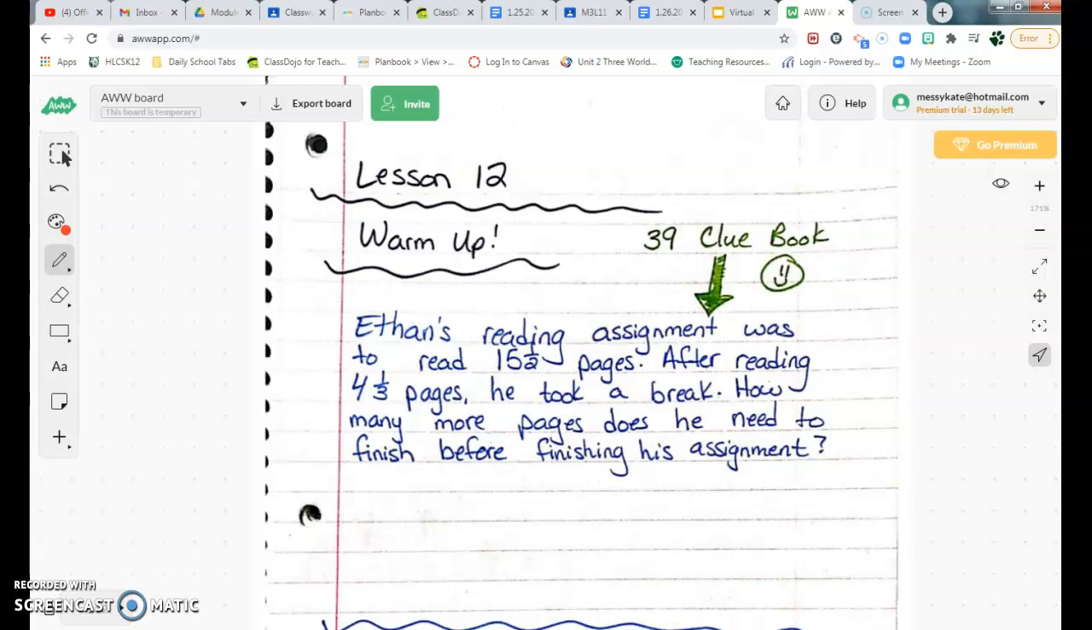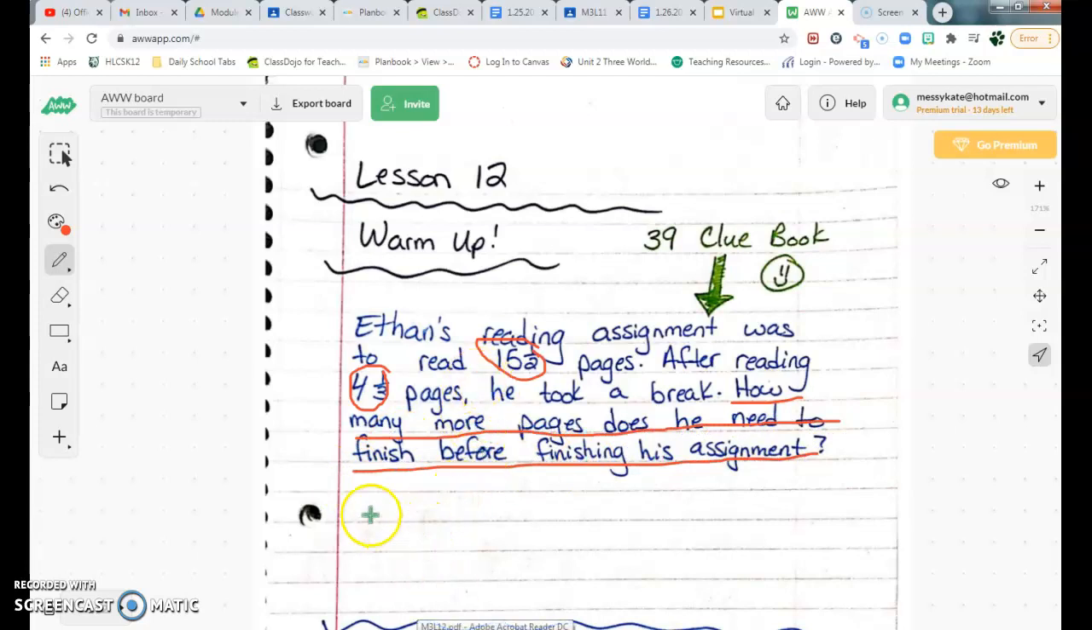It says, Ethan's reading assignment was to read 15 and a half pages. So I'm going to circle 15 and a half pages. After reading 4 1/3 pages, he took a break. How many more pages does he need to read before finishing his assignment? I'm going to underline what it's asking me to do.